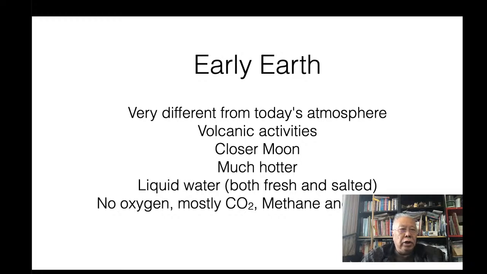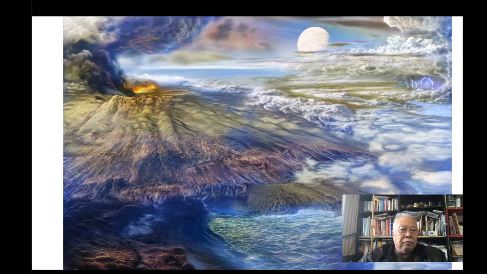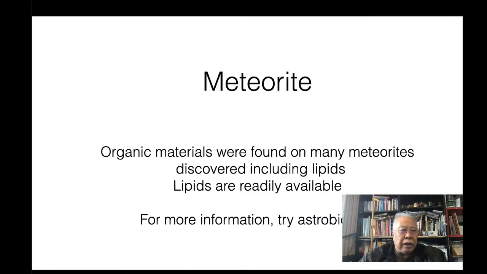So looking back, early Earth is very different from today. Today we do not have much volcanic activity, but at the early stage, there was more activity. The moon is closer, the temperature is hotter, and of course, there will be liquid water, both fresh and salted. Not much oxygen, and eventually, through photosynthesis, most of the carbon dioxide has converted into plant material or carbonates, and then we now have oxygen. Earlier, we also had a lot of methane, ammonia, and so forth. So this is a depiction of what it might look like in the early Earth. And of course, the organic material, as we had discussed previously, might also come from meteorites.